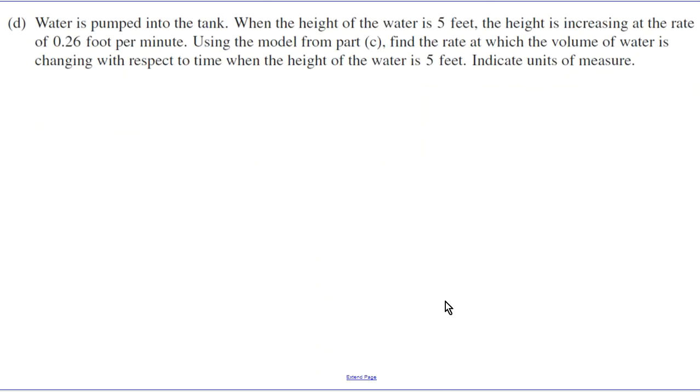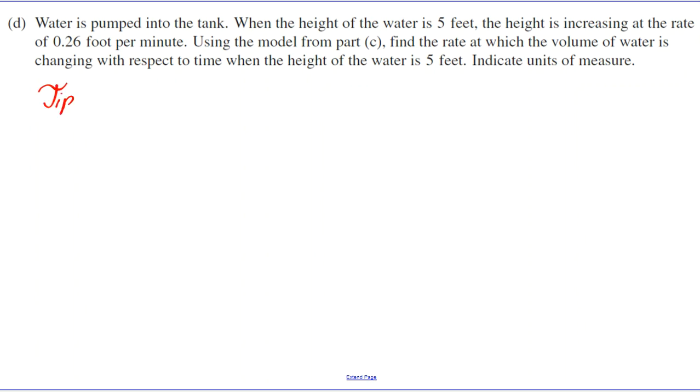Alright, let's take a look at the last part. It says water is pumped into the tank. When the height of the water is 5 feet, the height is increasing at the rate of 0.26 foot per minute. Using the model from part C, find the rate at which the volume of water is changing with respect to time when the height of the water is 5 feet. Indicate units of measure.